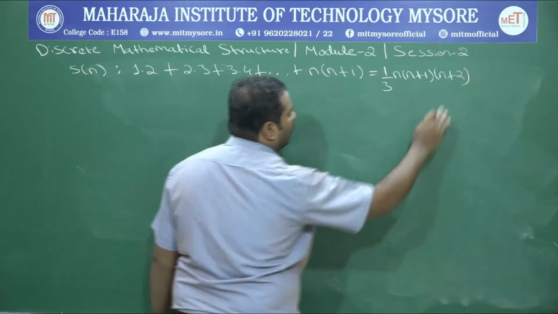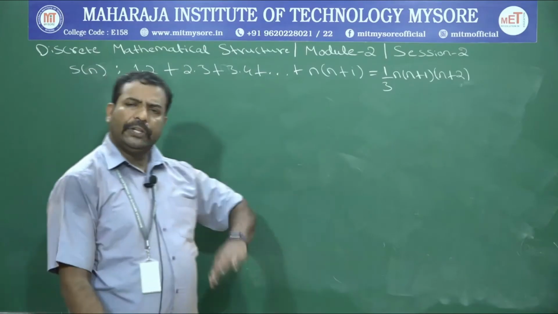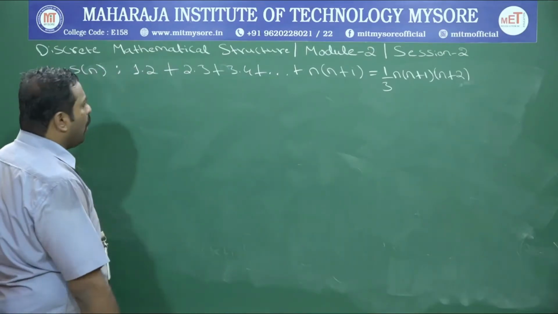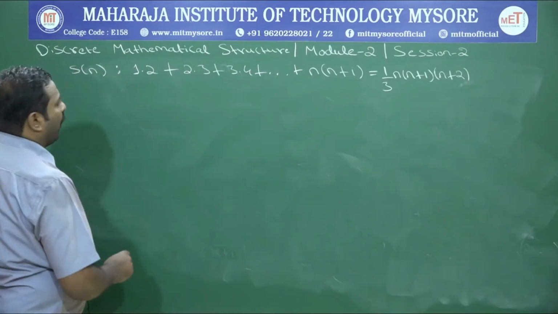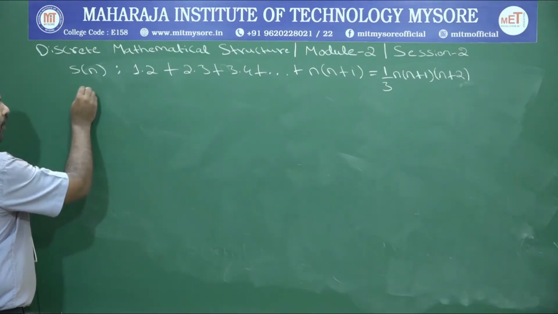Now how do I solve this? How do I solve this statement now? It's again using mathematical induction. I need to say whether it's going to be true or false. So first check out for S of 1, whether it's going to be true for S of 1 or not.